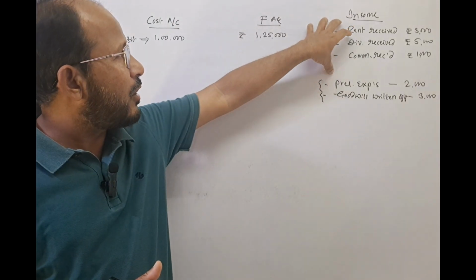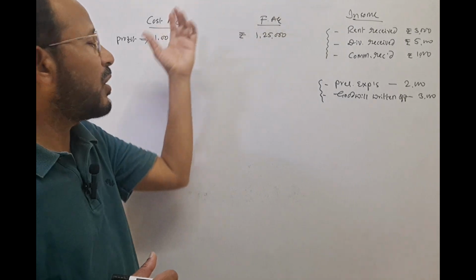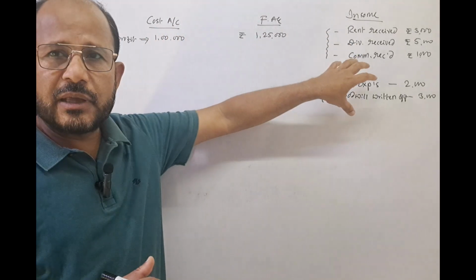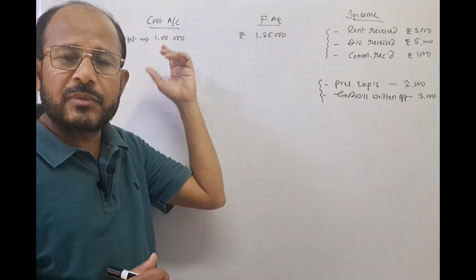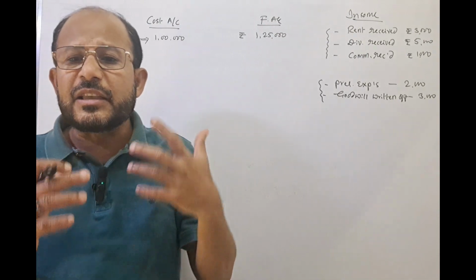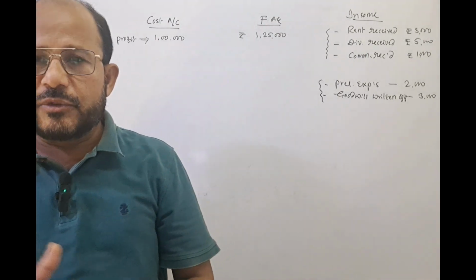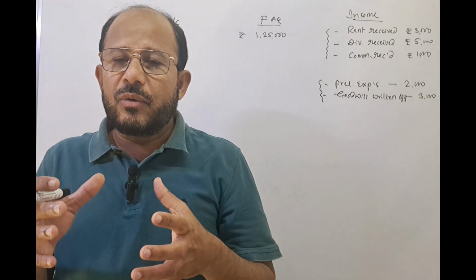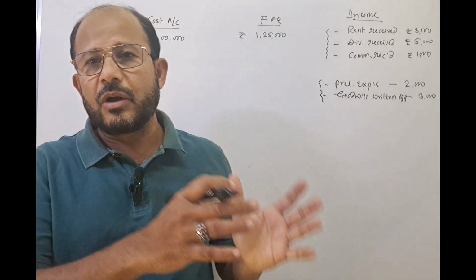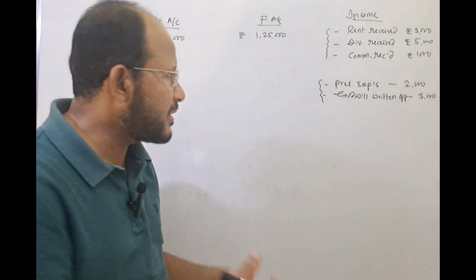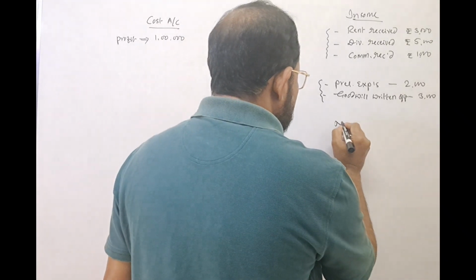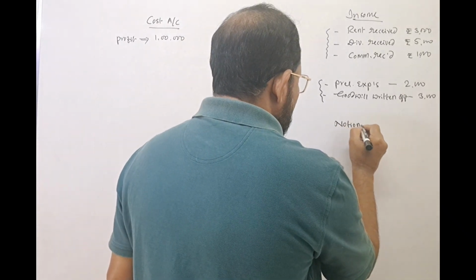Next one is not only this one. See, some incomes are recorded in financial accounts but not in cost accounts. Some expenses are recorded only in financial accounts but not in cost accounts. In the similar way, certain other items may be there which are recorded only in cost accounts. You take for example, here notional rent is there. Notional rent.